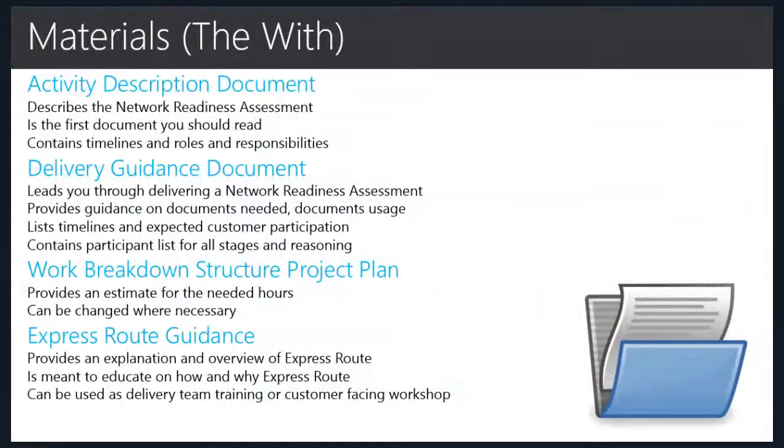So what will you be using? There's an activity description document that you can show the customer, and it's basically a description of, hey, what are we doing in this network readiness assessment? There's a delivery guidance document, which is a step-by-step document that takes you through the network readiness assessment. There's a work breakdown structure project plan that project managers can use to schedule the hours needed for performing a network readiness assessment. Ours is an example, and you should edit this to your own needs and your own experience.